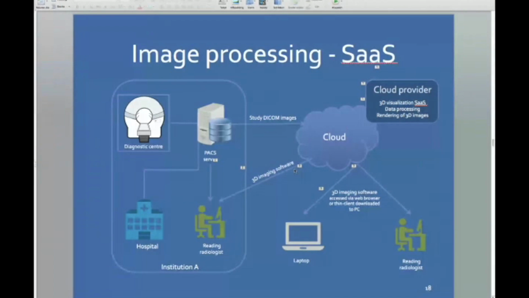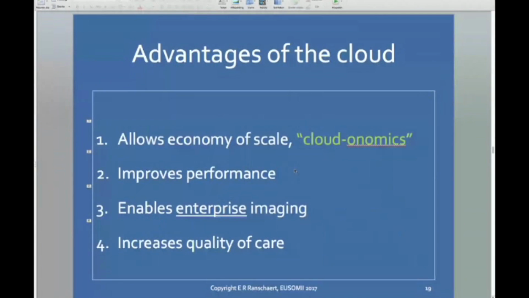For example, evaluation of follow-up oncology patients can be done remotely by specific cloud-based software, and then the results are sent back to the hospital. So the advantages of cloud are multiple. First of all, and I will explain this in more detail in the coming slides, the cloud allows an economy of scale. We also call it cloudonomics. The cloud improves the performance, it enables enterprise-wide imaging, and it increases the quality of care.